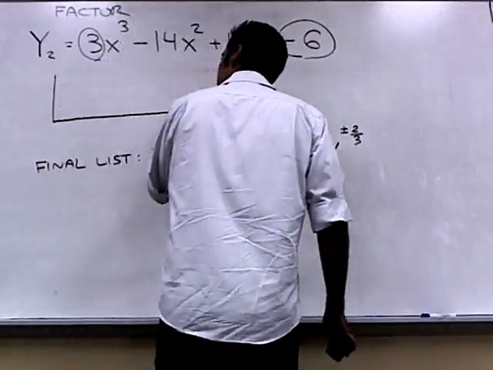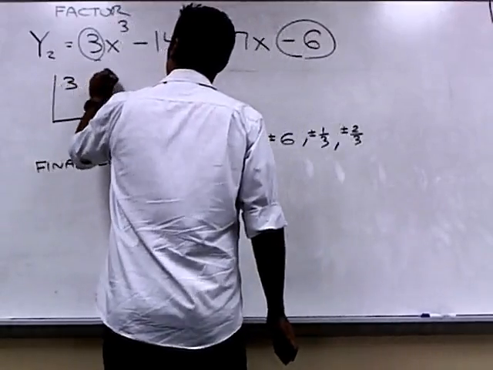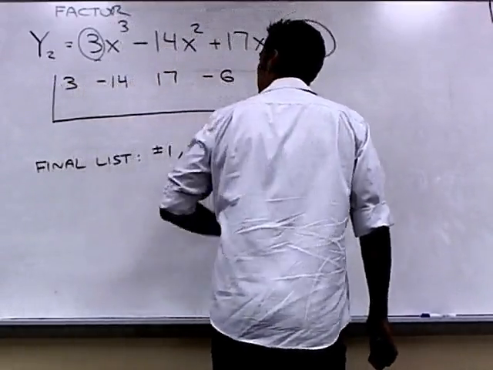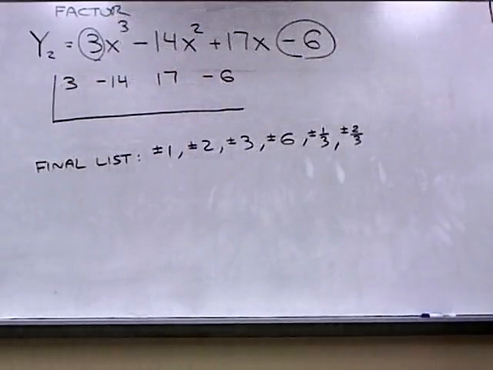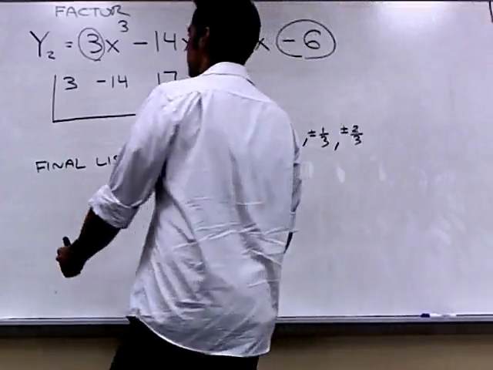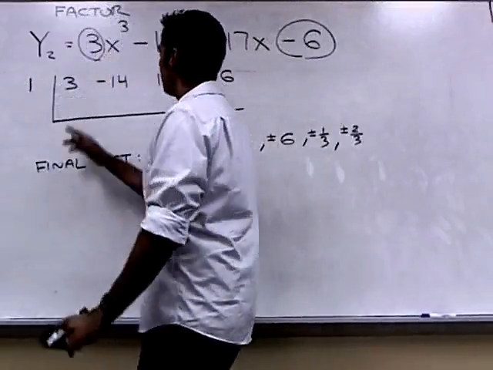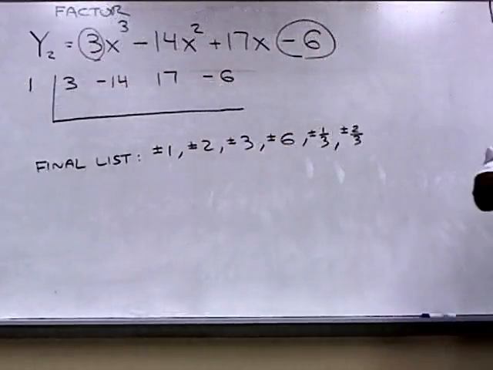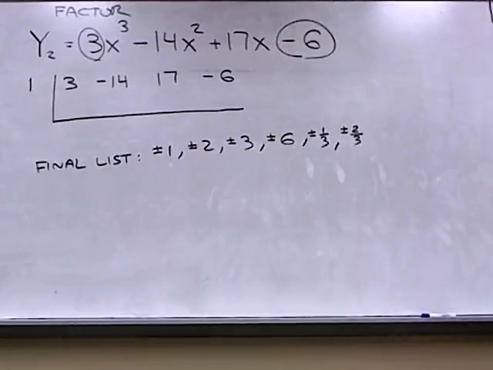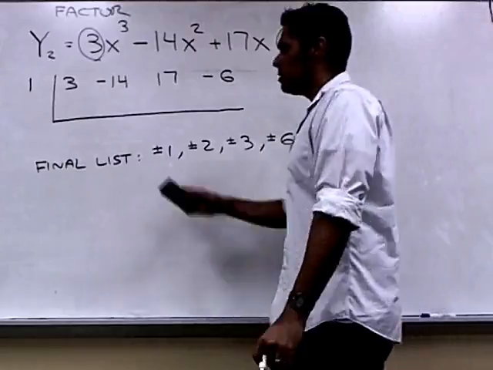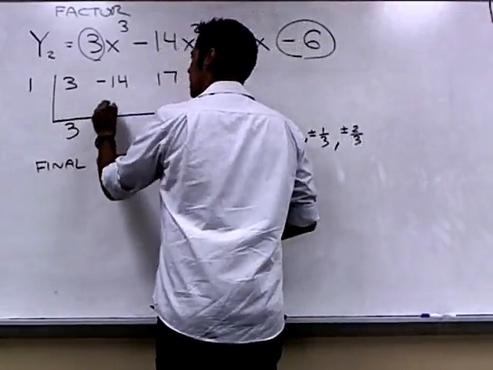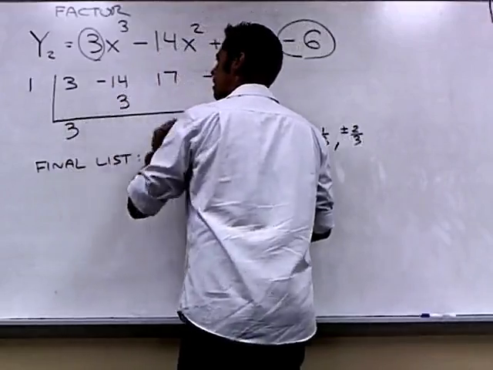In the synthetic, I've got 3, -14, I've got 17, I've got -6. Starting with the 1. And I'm going to double check. I have 3, I have -14, I have 17, I have -6. Make sure I didn't mess that part up. Start with 1. What comes down? 3 comes down. 1 times 3, 3.